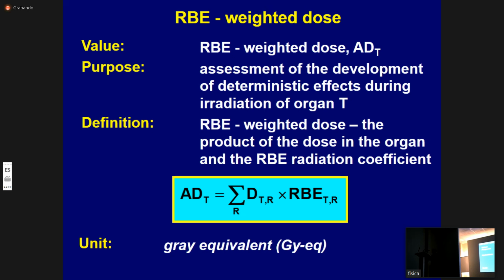The metric value called RBE weighted dose was defined by the International Atomic Energy Agency, not by ICRP, in 2004, when working on guidelines for responding to radiation accidents, when the risk of deterministic effects due to accidental exposure to high doses must be taken into account.